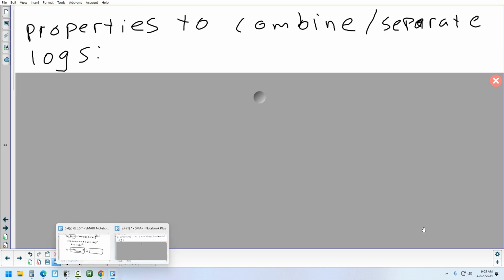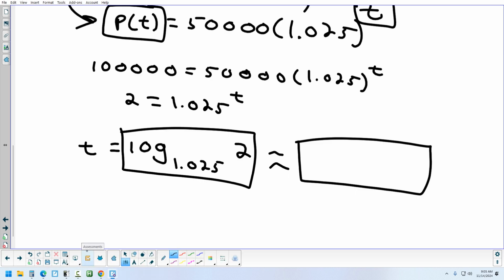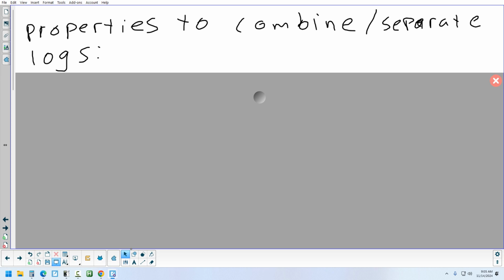So we ended up with something that is our answer. We just don't know how to type it in yet. So I'm going to show you a property of logarithms that's going to help you figure out how to type that in on a calculator. And not just a graphing calculator, but any calculator, as long as it has a log button, right? You can type that in on. So let's look at these properties.